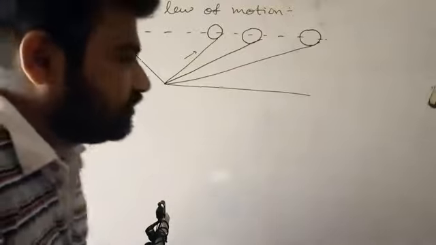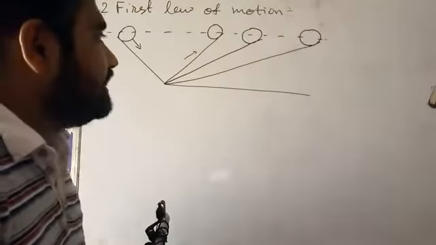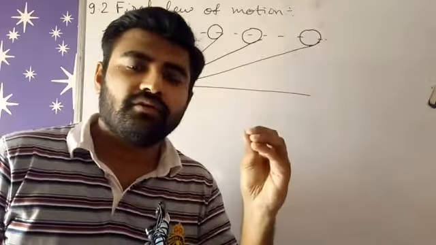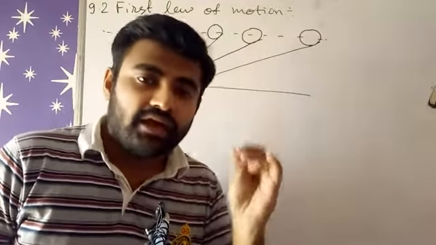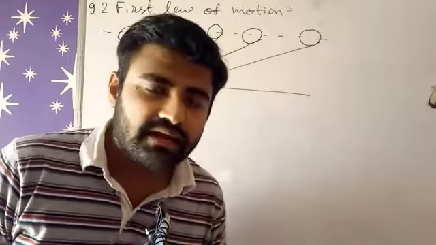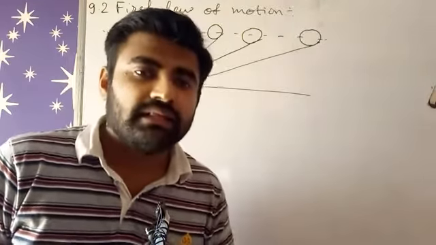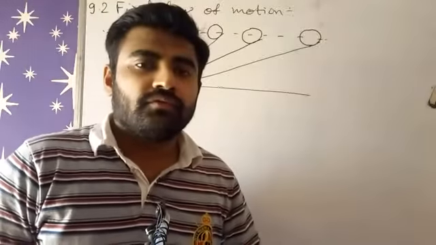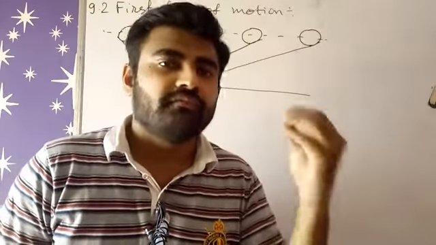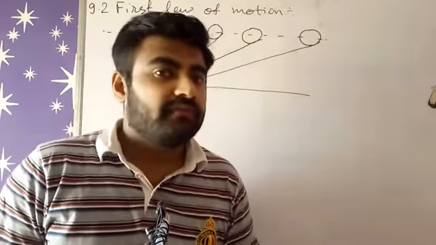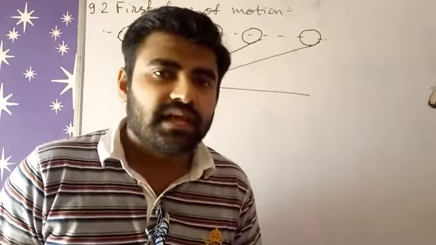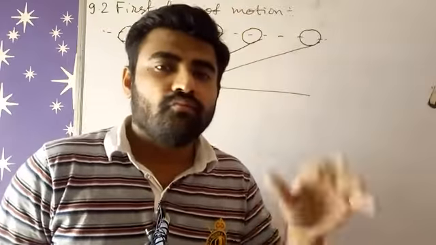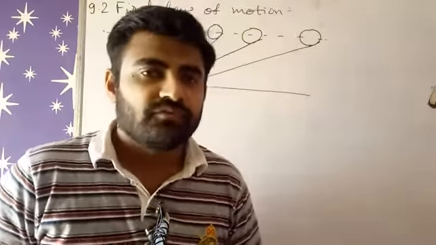Now here I am deriving the first law of motion: if any object is at rest or in motion, unless we give it a force, then if it is at rest it will remain at rest, and if it is in motion it will remain in motion. If we provide some force, the position of that object may change, meaning the motion can be changed. But if we don't give any force, then if it was at rest it will remain at rest, and if it was in motion it will remain in motion. So that is the first law of motion.